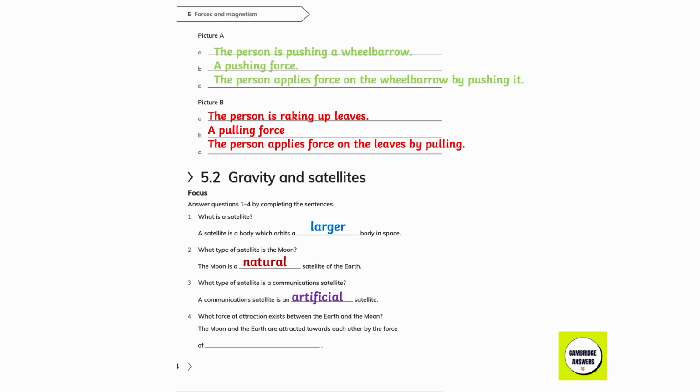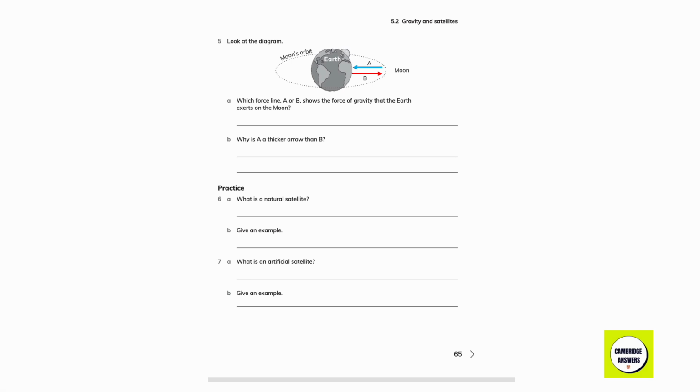What force of attraction exists between the Earth and the moon? The moon and the Earth are attracted towards each other by the force of gravity. Look at the diagram. Which force line, A or B, shows the force of gravity that the Earth exerts on the moon? A. Why is A a thicker arrow than B? The Earth is bigger than the moon, so it exerts a larger force of gravity.